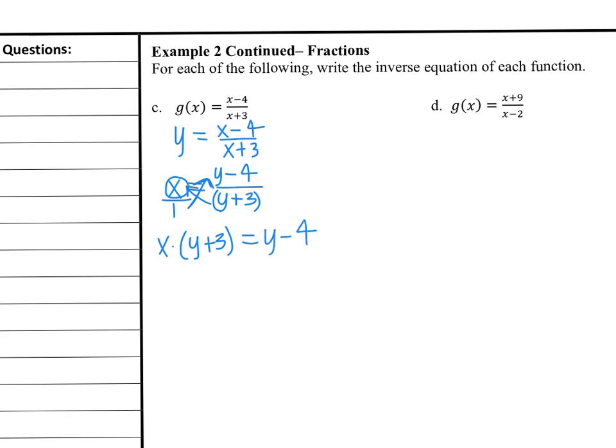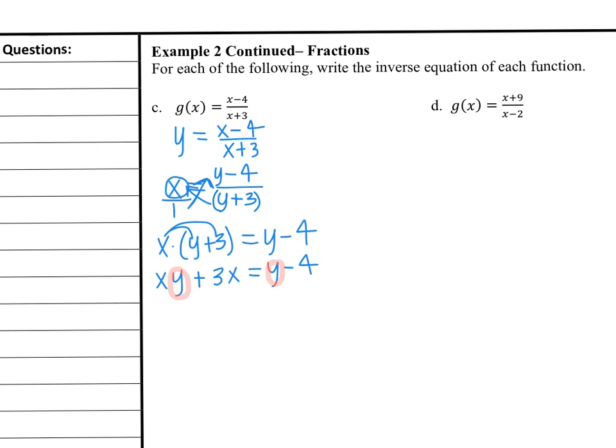Okay, so now at this point we're solving for y, but we have y's on both sides of the equation. So to get ourselves in a little bit better shape, we have to distribute that x and see what we can do from there. So x times y is xy, plus x times 3 gives us 3x, equals y minus 4. So at this point, we want to look at where our y's are and get them all on the same side. So we have a y over here and a y over there.